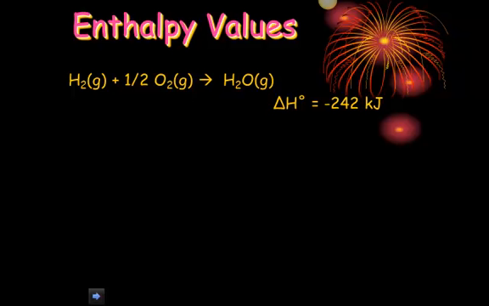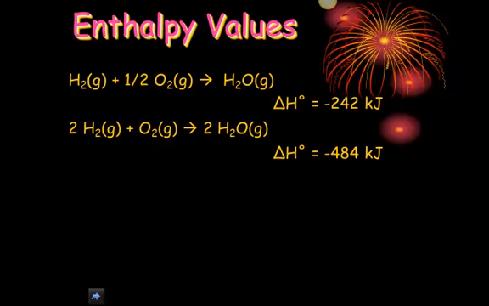So in this first reaction here, we have hydrogen gas reacting with oxygen gas to produce water in the gaseous form. And the delta H for that is negative 242 kilojoules. Now, if we take that reaction and we multiply it times 2, so we have 2 hydrogen, 1 oxygen making 2 waters, the delta H is going to be twice as large. That's because stoichiometry tells you that if you increase the amount, you're going to increase the energy.